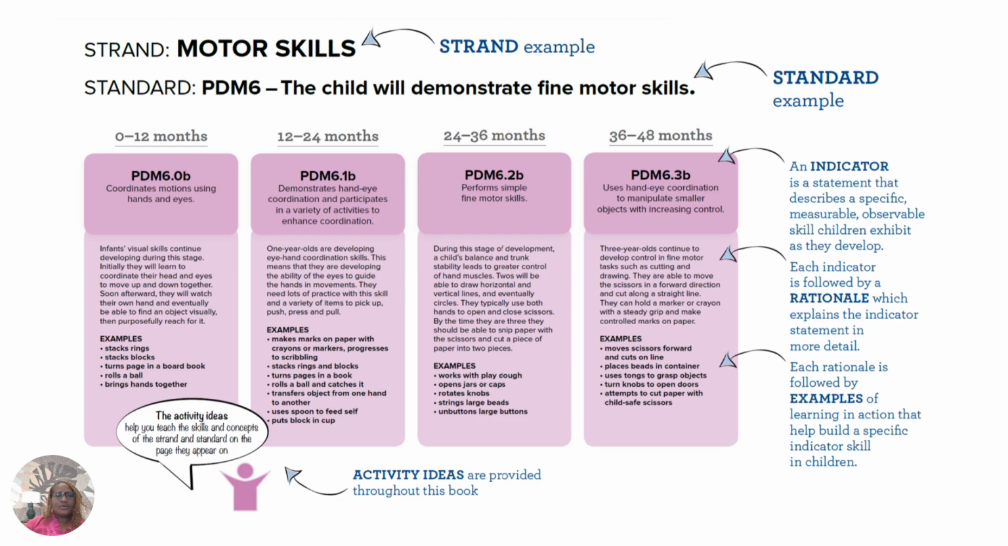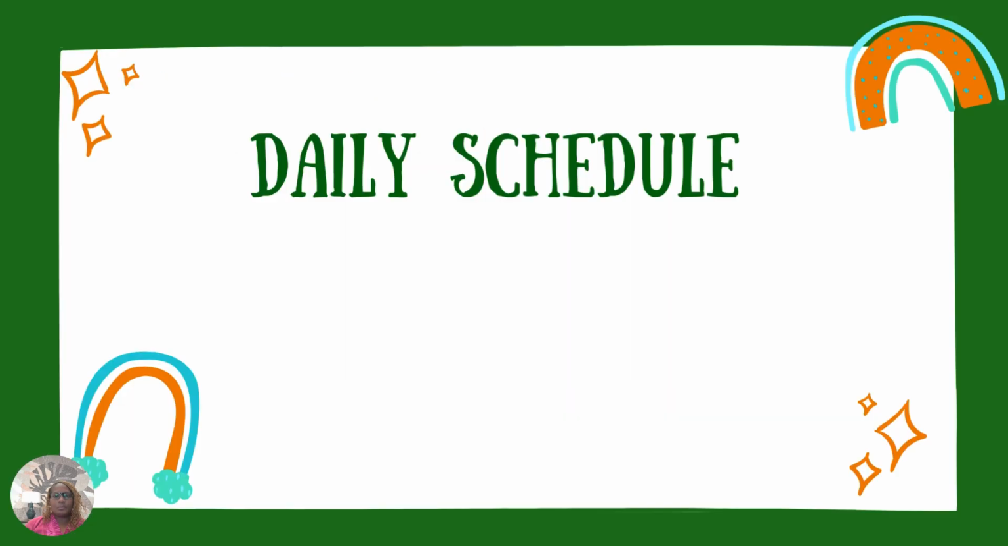As you see on this diagram, there are different milestones for each age group. PDM 6.0. The indicator point 0 identifies the age group. This is the indicator used for all infant activities. Point 1 identifies 1 year old activities. Point 2 is our 2 year old activities. And point 3 is for our 3 year olds.